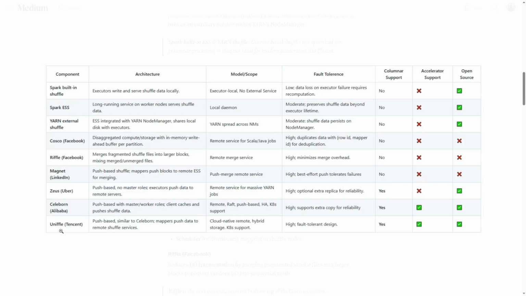So if you see the last two, Unifil and Calibon, these are the two shuffle services which stand out and can be used in different scenarios. The reason I chose to make a video only on Calibon is because it supports Flink as well. It supports DataFusion Comet as well. This was the most versatile of the shuffle services. So if you know this, you can implement it in Flink or any other distributed compute which has a shuffle challenge, and that's why I will make a video on this.